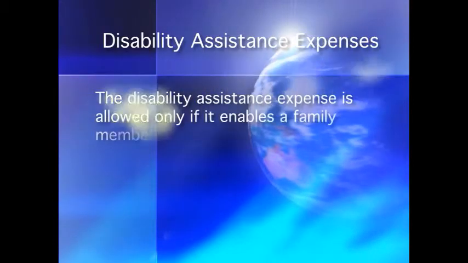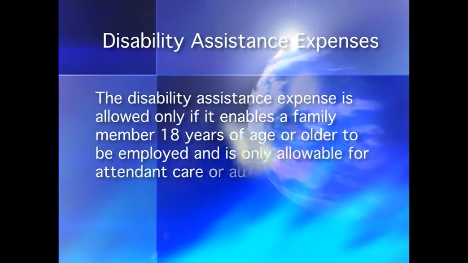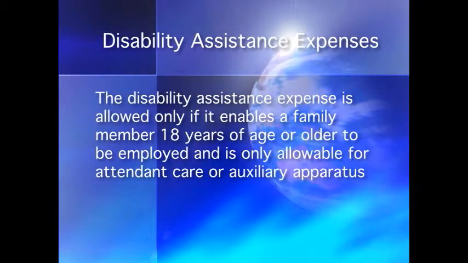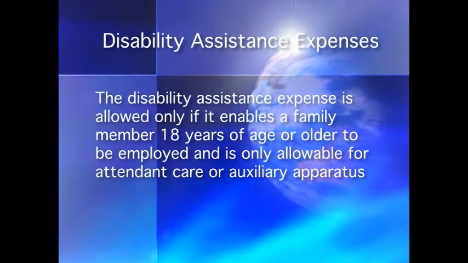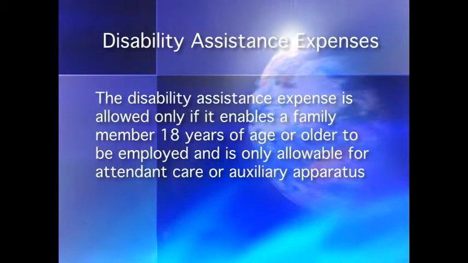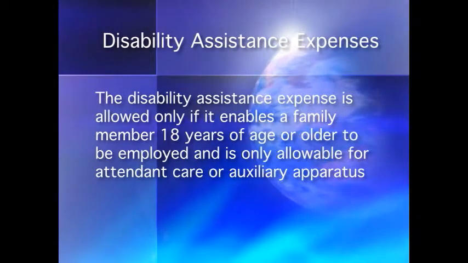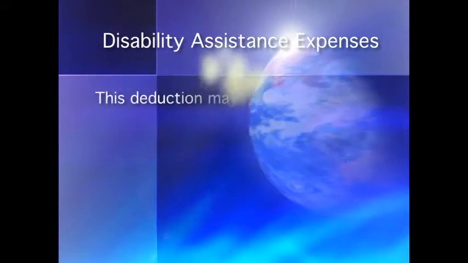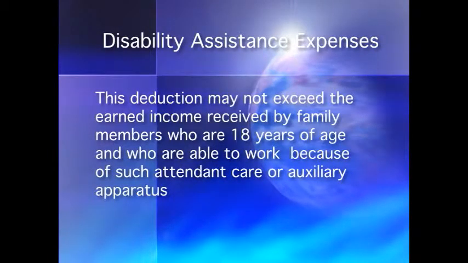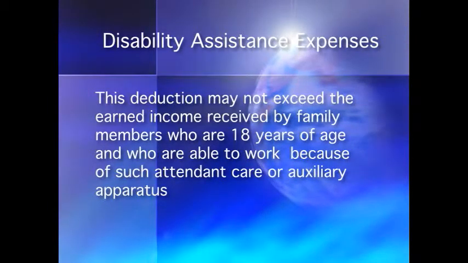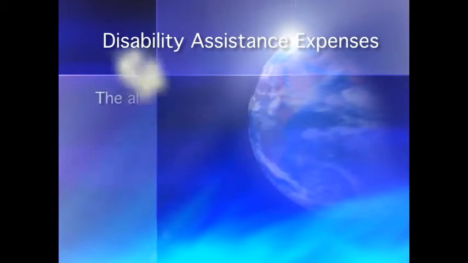Once again, the disability assistance expense is allowed only if it enables a family member 18 years of age or older to be employed and is only allowable for attendant care or an auxiliary apparatus. This deduction may not exceed the earned income received by family members who are 18 years of age or older and who are able to work because of such attendant care or auxiliary apparatus.